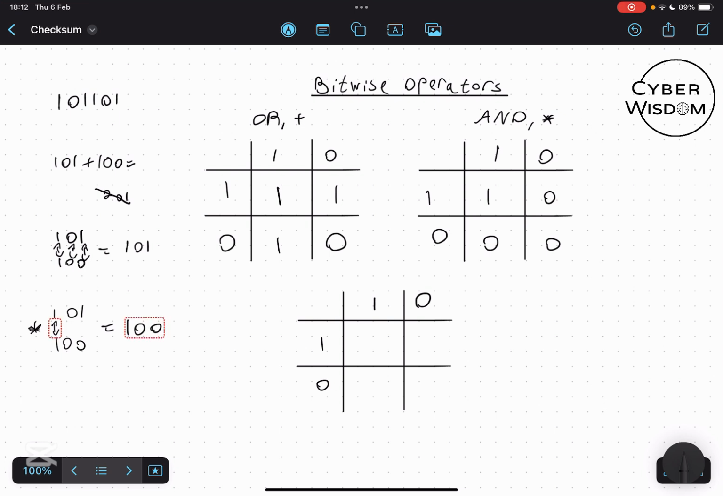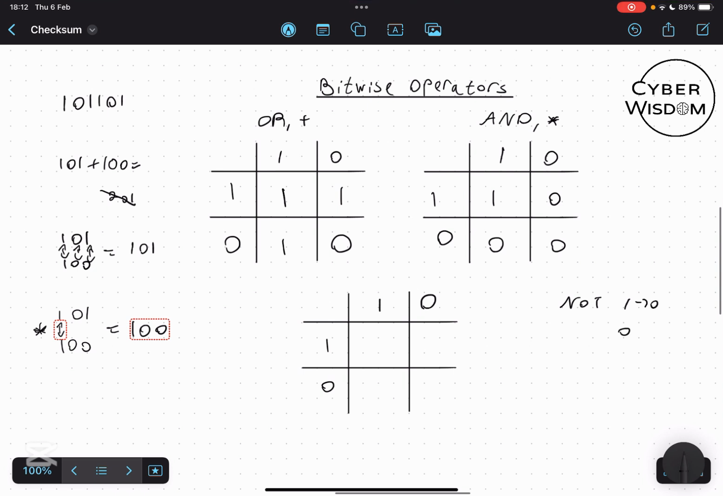We have another operator, which is quite simpler, which is NOT. It's an operator for one number, not two. It's just doing the opposite: 1 becomes 0, 0 becomes 1.